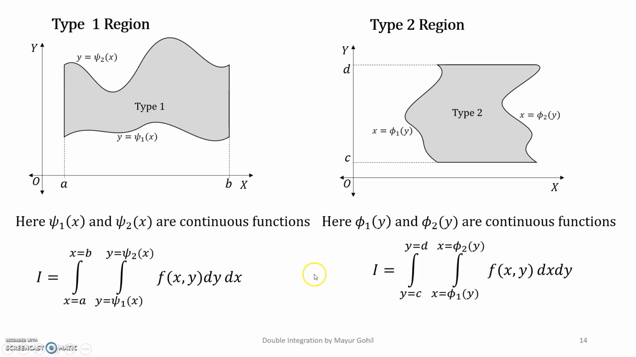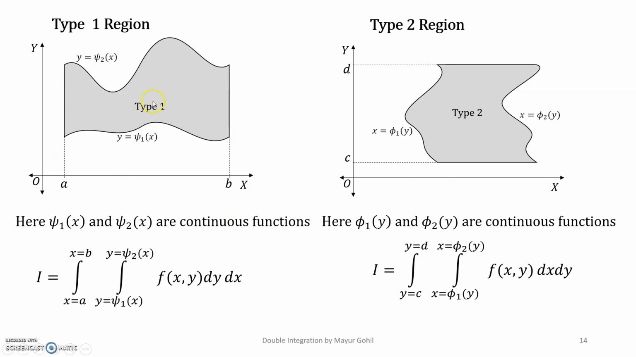Now the question that comes to our mind is that these are working as a definition, but how do we understand, when the regions are given to us, whether it is a type 1 region or type 2 region? For that, there is a procedure. We'll see the procedure soon.